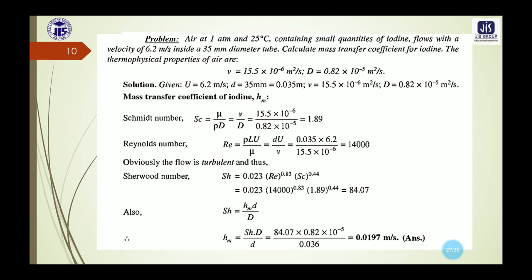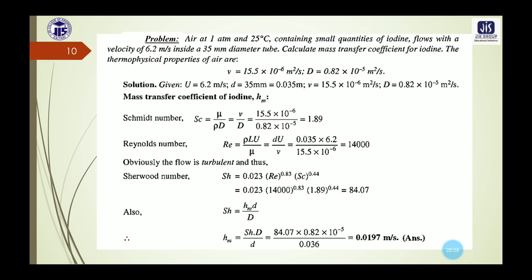So we have calculated the value of Sherwood number, but we need to actually calculate the mass transfer coefficient of iodine. The formula of Sherwood number is Hm into small d divided by capital D. From this relation, we need to calculate the value of Hm, the mass transfer coefficient. So Hm can be rearranged in terms of Sherwood number: Sh into capital D divided by small d.